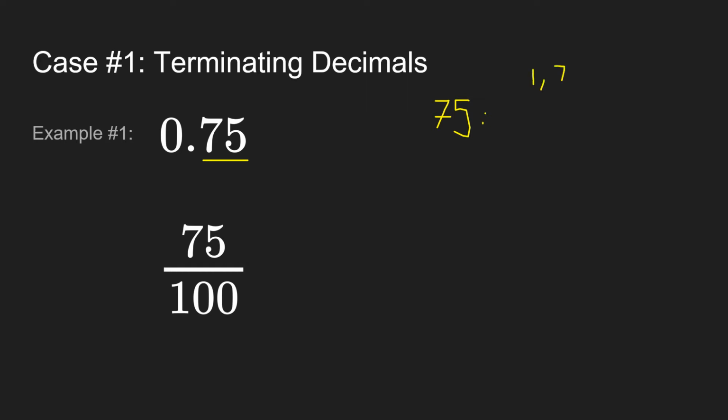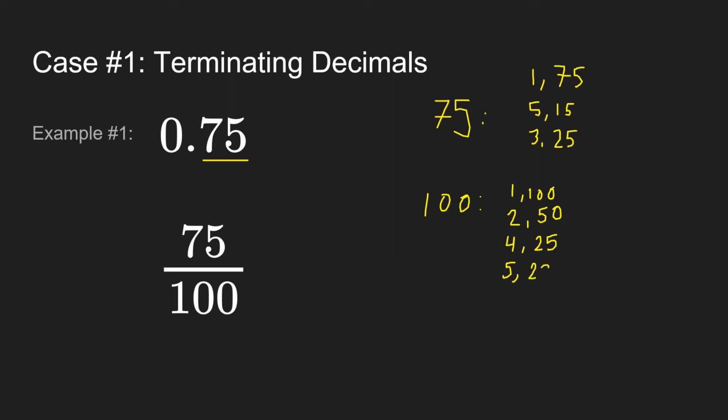Two numbers that multiply to give us 75 are 1 and 75, 5 and 15, and then 3 and 25. Now let's do this for 100 as well. 1 and 100 multiplied to give us 100. 2 and 50 multiplied together to give us 100. 4 and 25 multiplied together to give us 100. And then 5 and 20 multiplied together to give us 100.